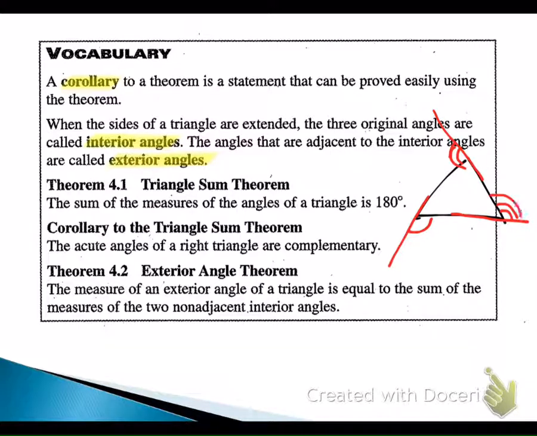And they could all be different measures. The important thing is to only extend each side of the triangle on one side of it, so we don't cut through the other angle and produce more.